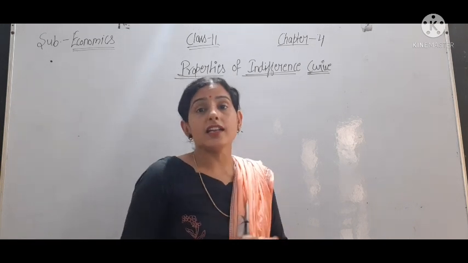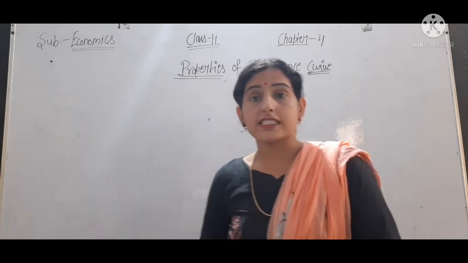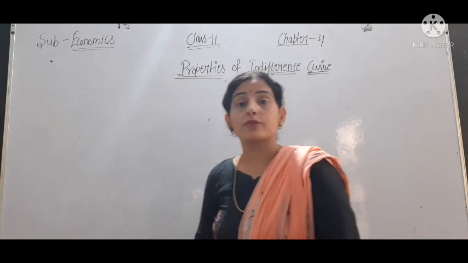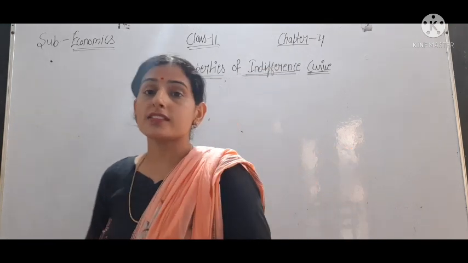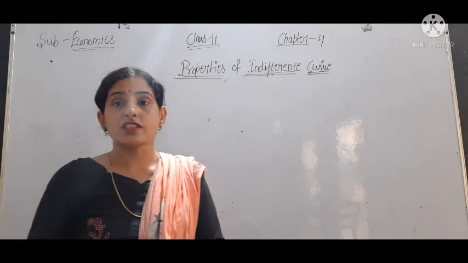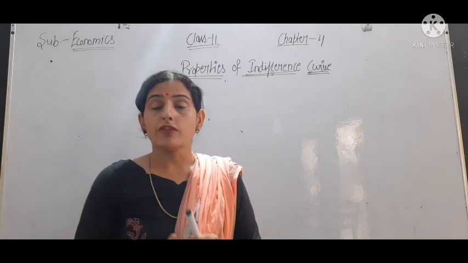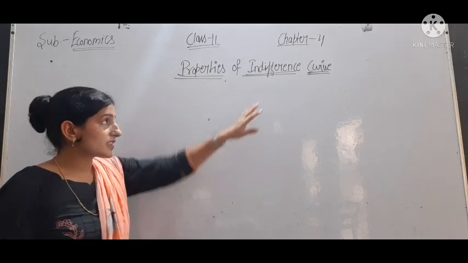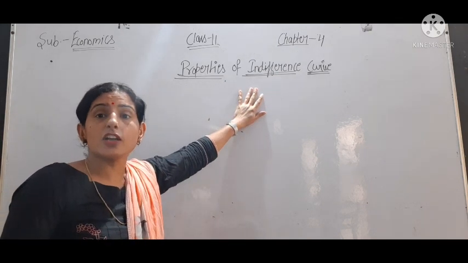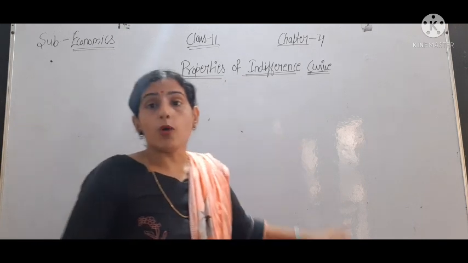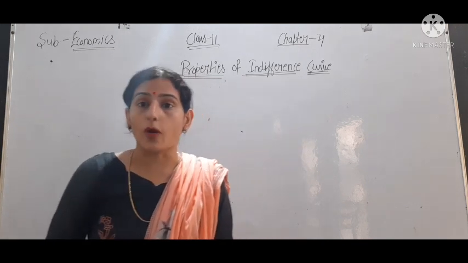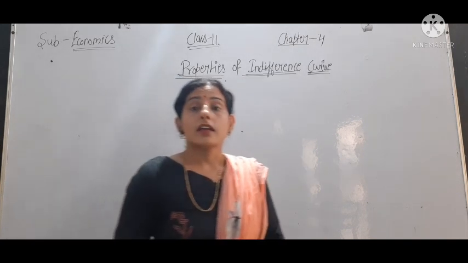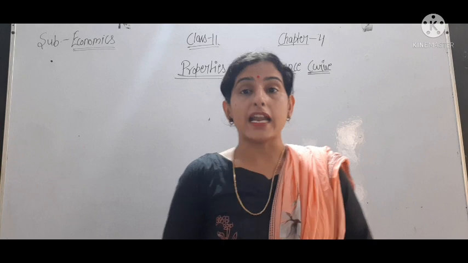So the cardinal utility was criticized by economist Hicks, and he gave the concept of ordinal utility. He said we can measure the satisfaction level in terms of ordinal utility. We can give the rank. So what is an indifference curve? An indifference curve shows the different possible combinations of two commodities that the consumer consumes and gets the same level of satisfaction.